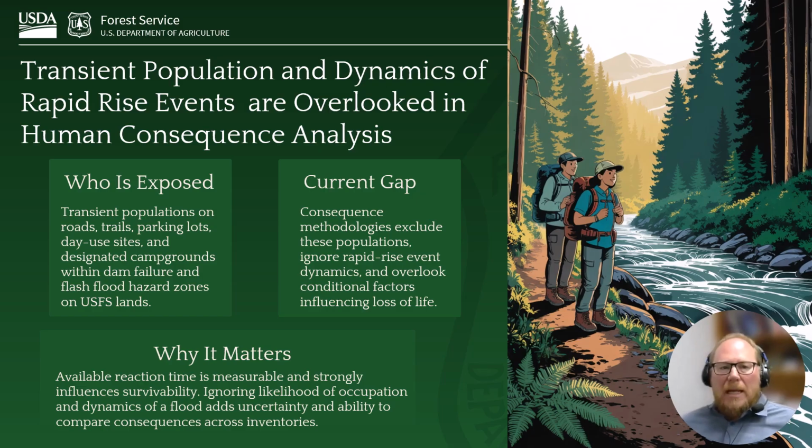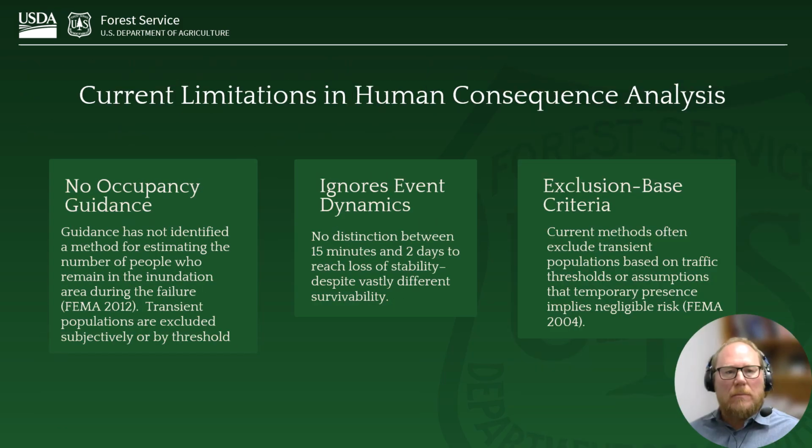Forest Service lands are highly susceptible to rapid rise events where water levels can increase abruptly. This measurable factor affects survivability. When transient populations and rapid rise dynamics are excluded from consequence analysis, uncertainty in life loss estimates increases, reducing our ability to meaningfully assess the likelihood of consequences.